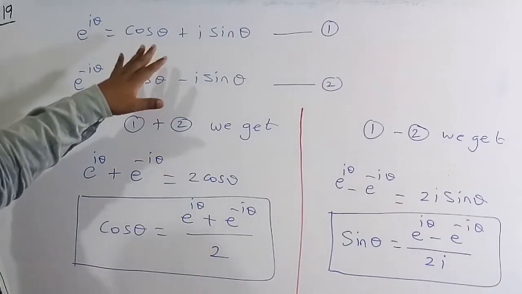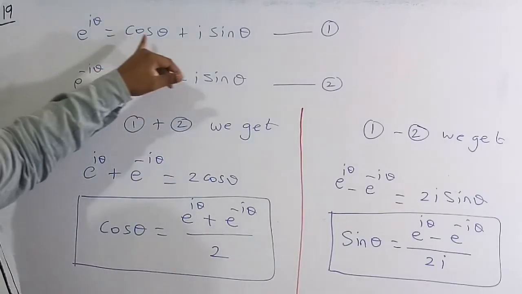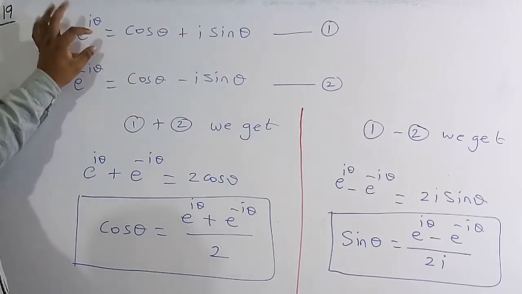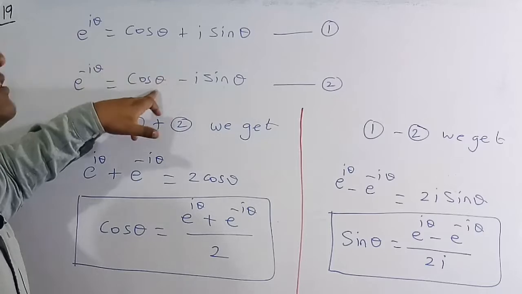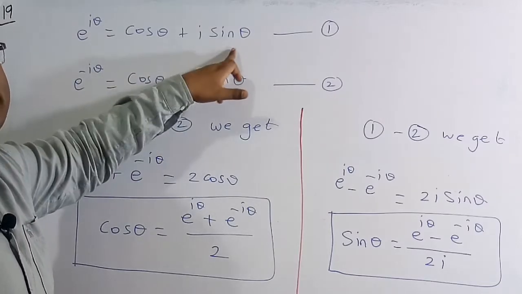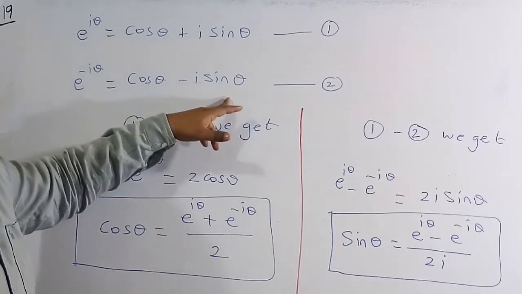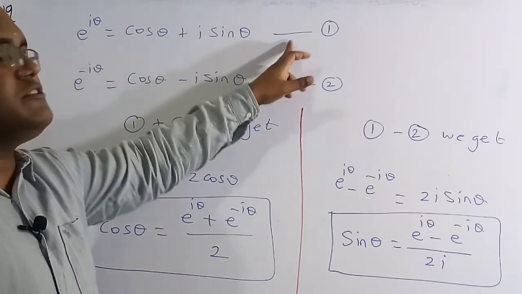Basically, the Euler function e to the power of i theta is equal to cos theta plus i sin theta. But if we replace theta by minus theta, cos of minus theta is again cos theta, but sin of minus theta is minus sin theta. Therefore e to the power of minus i theta will become cos theta minus i sin theta. So now this is equation 1 and equation 2.